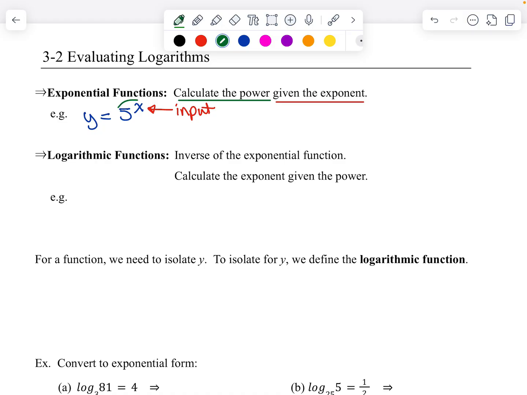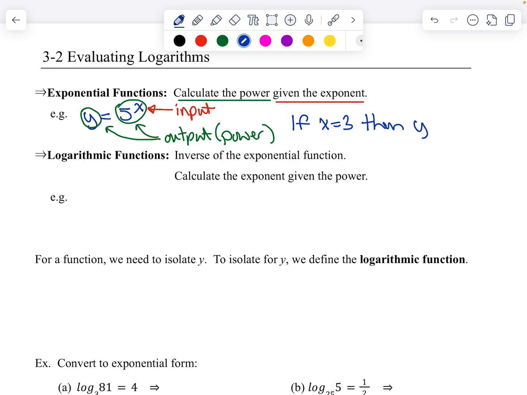So our output is the answer to this power. So there is our output, which is the power that we are calculating. For example, if x is 3 as our input, then our output would be the value of that power. So 5 to the exponent 3, or y would be equal to 125.